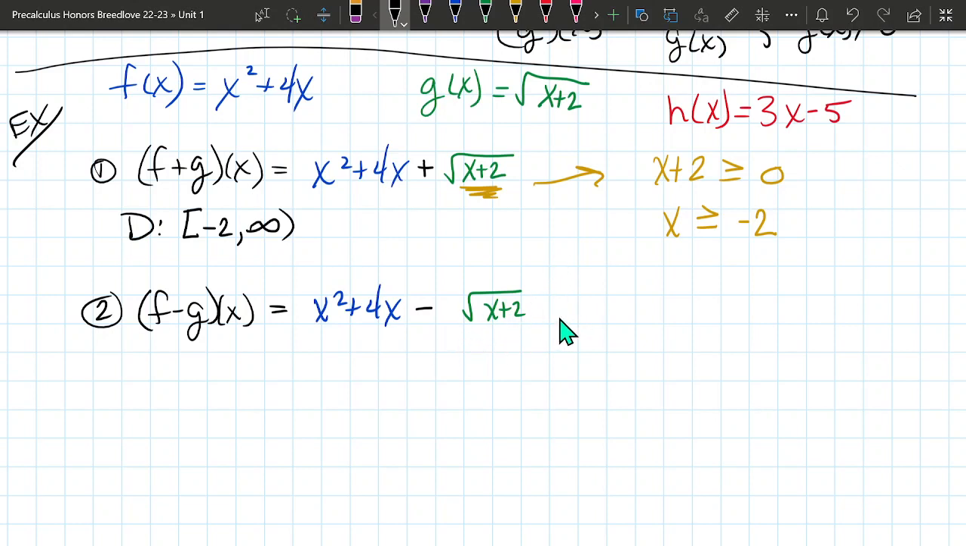Again, we have the same domain restriction. All real numbers. And then this one has to be x is greater than or equal to negative 2. So we end up with the same domain. This would have been a better example if I would have done the one I had written down on my paper. But it's alright, it still works.